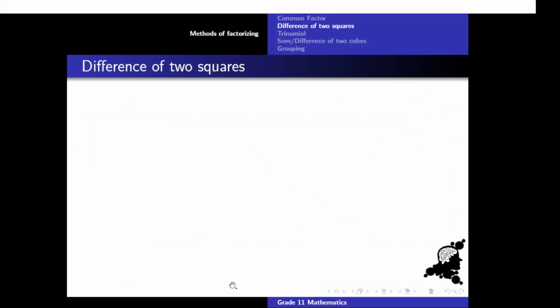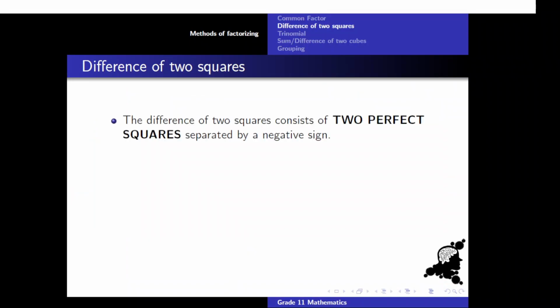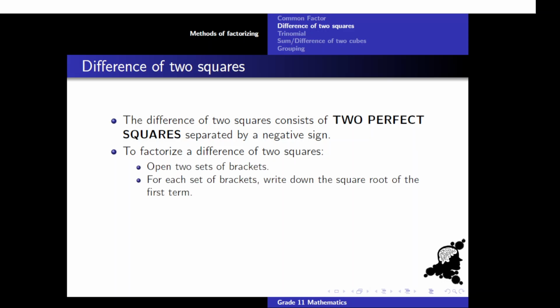All right, let's move on to the second method of factorizing, which is the difference of two squares. Now, the difference of two squares consists of an expression that has two terms which are perfect squares separated by a negative sign. Another way you can think about this is you've got two terms, perfect squares with different signs. Now, in order to factorize a difference of two squares, you open two sets of brackets.